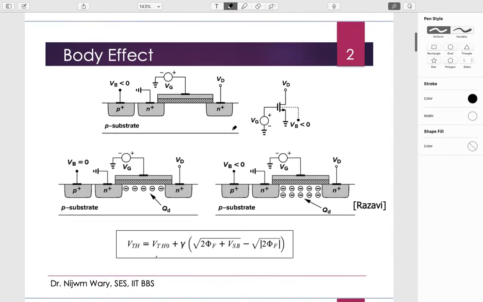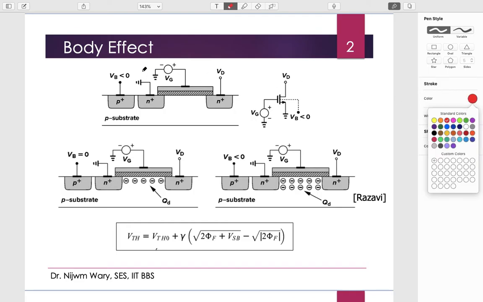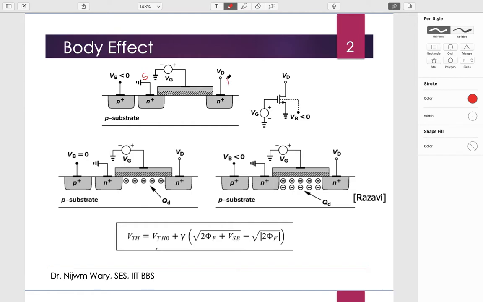So, let's start with the body effect. What is the body effect? We know that this is a device, and this is the connection to the substrate. In this case, it's P-type material, a P-type substrate, and we have this connection to the body, and we have the source and drain. So this is basically the body connection.